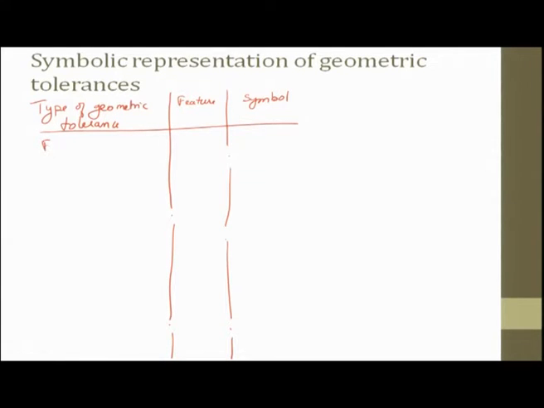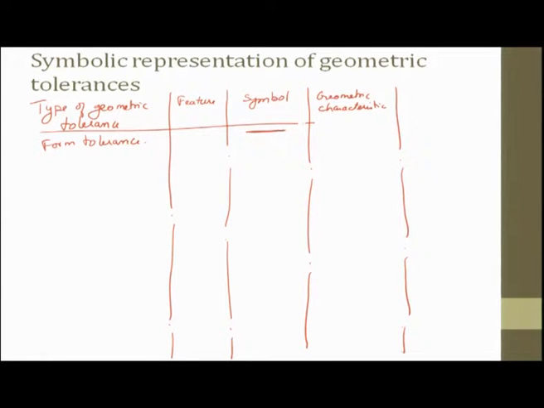Okay. So let's talk about form tolerance. Here we are going to put the symbol. So this is feature, whether it is independent or dependent on the other. So it is independent features. The geometric characteristics are called straightness, S-T-R-A-I-G-H-T, straightness, right.